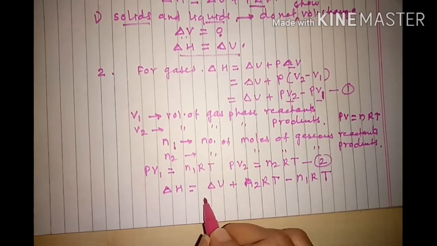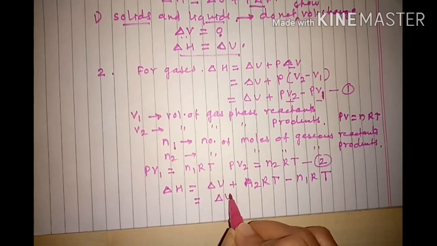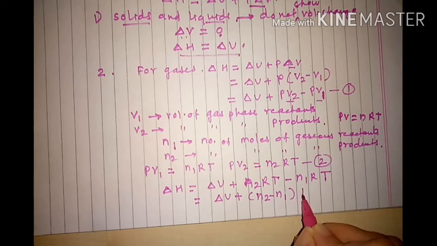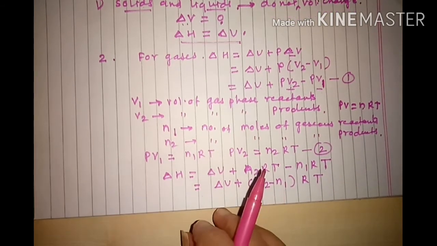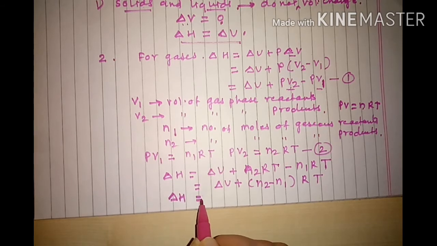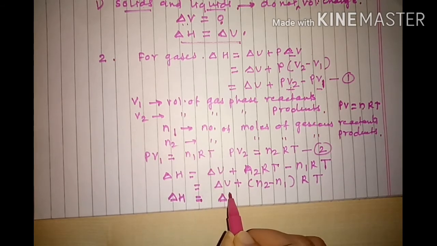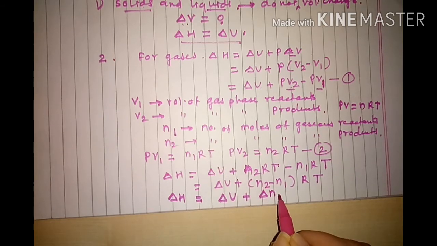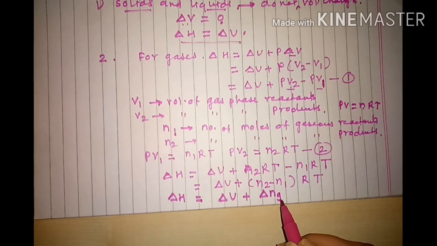Further, if you simplify it, this is very simple. Delta U plus n2 minus n1, put it in a bracket, and outside the bracket you will have the constant things. So finally you will get the equation delta H equals delta U plus n2 minus n1, meaning delta n of the gaseous, where g stands for the gas phase reactants and products, into RT.